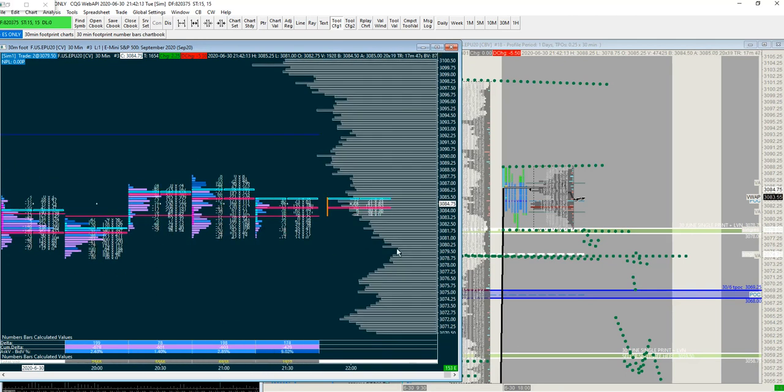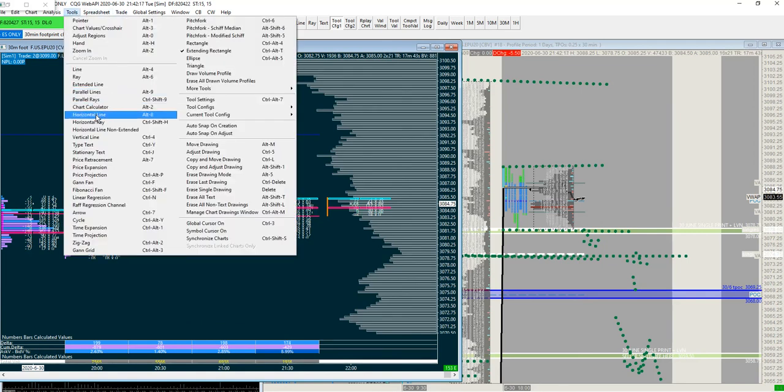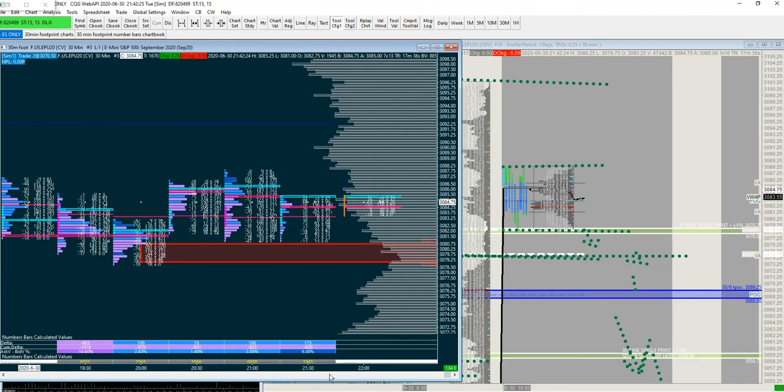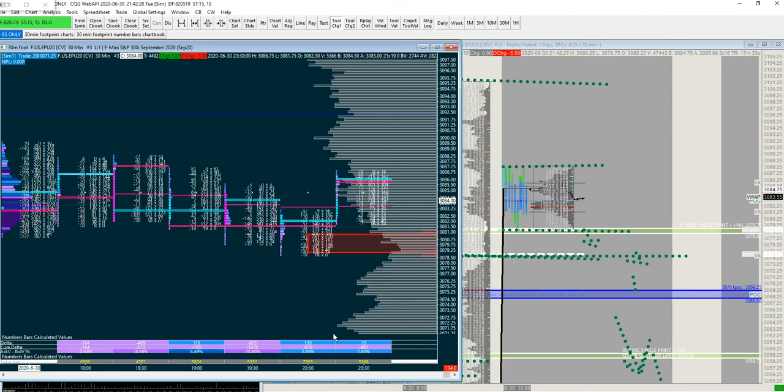Yeah, clearly this low volume node has been holding. So a good trick is to rely on low volume nodes. If we're going up, you want buyers to be defending these low volume nodes. Okay. Let's just look at that quickly.